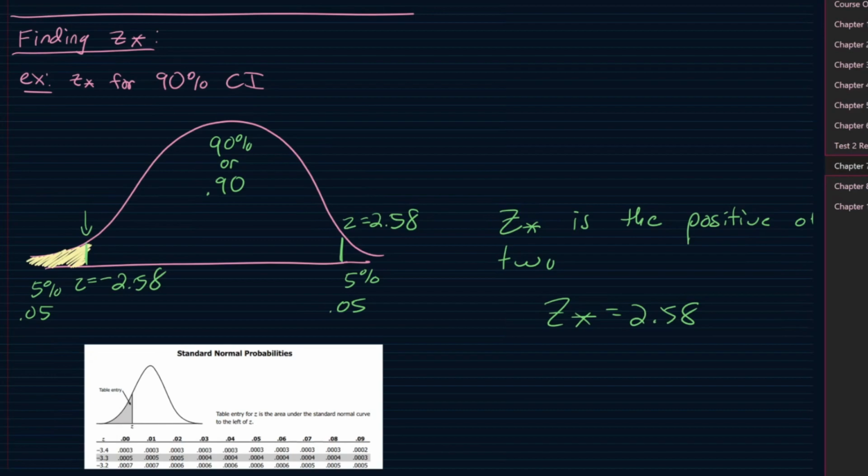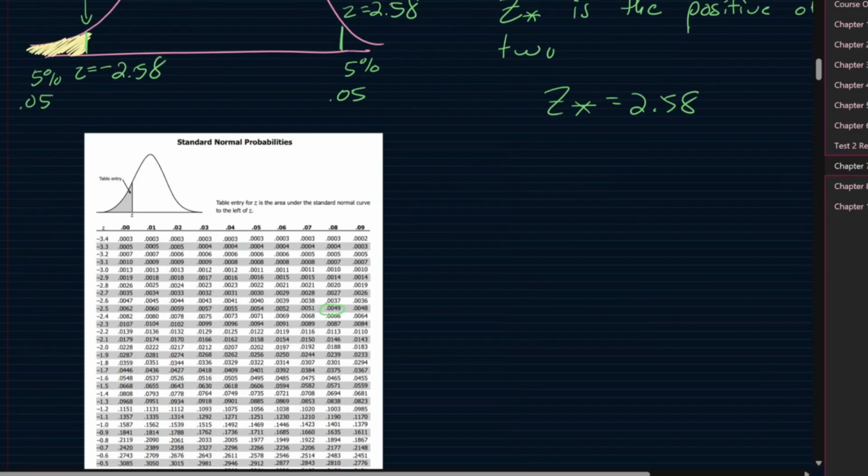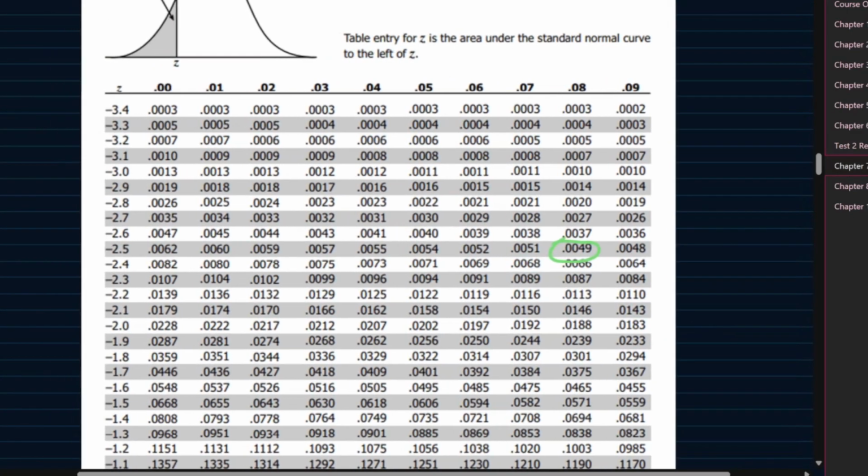And then I just use the one on the left, and the one on the right is just the positive of the one on the left, again, due to symmetry. Right? Anything to the left of the middle is 0. Anything to the left of 0 is negative. Anything to the right of 0 is positive. And so if each tail is 5%, that means this boundary on the left should have 5% of the data to the left of it, aka 0.05. So we can look for the Z value representing an area to the left of it being closest to 0.05, which is this one right here, negative 2.58.